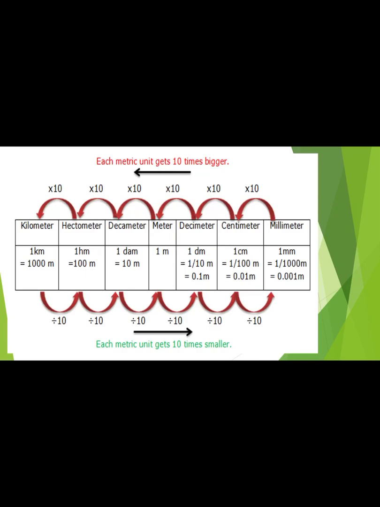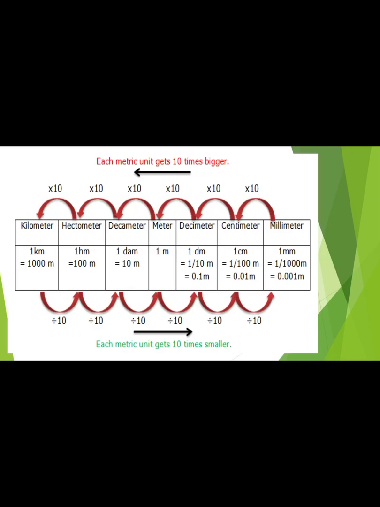So one house you are going, it is into 10. Meter to decimeter it is into 10, decimeter to centimeter into 10, centimeter to millimeter is again into 10. And when you go from decameter to meter, it is again into 10, hectometer to decameter into 10, kilometer to hectometer into 10.